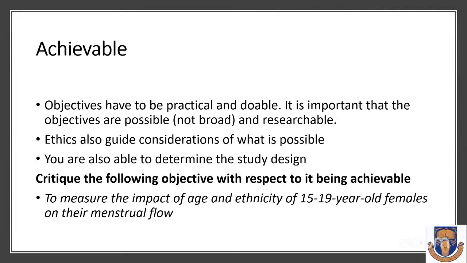This person is also addressing the issue of measurability. It's not looking at relationship, it's looking at impact. It wants to measure impact. It wants to measure age and ethnicity of 15 to 19-year-olds, females, and their menstrual flow. But there is a problem with achievability for conducting the study in Nigeria. Who can identify what the problem is with children for this study if you're going to do it in Nigeria?